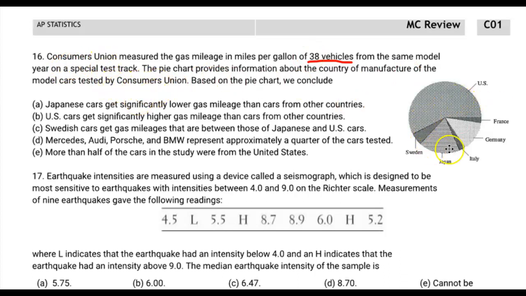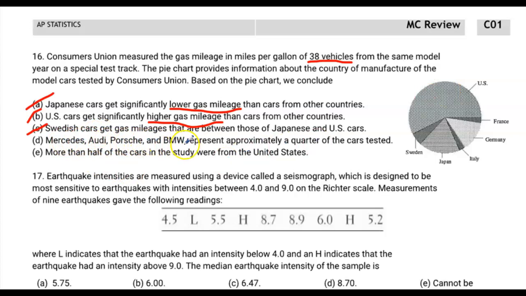Keep in mind, this pie chart is just showing us the country of manufacture of the cars. Where it was made. So we don't know anything about how much lower gas mileage there was. We don't know about higher gas mileage. We don't know whether the gas mileages are between those of Japanese and U.S. cars. It's not telling us this information. It's just telling us this many cars came from the U.S. This many cars came from Germany. Nothing here is talking about gas mileage.